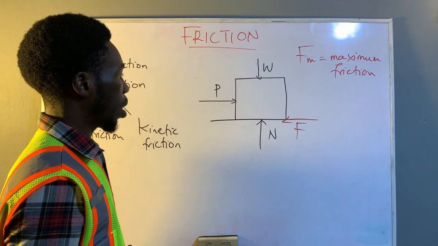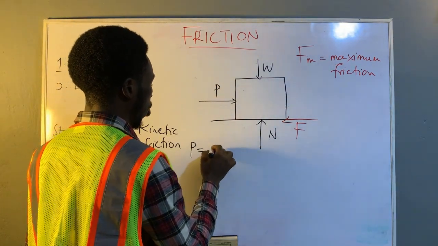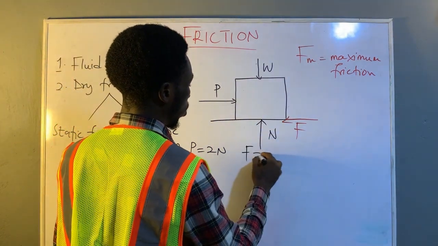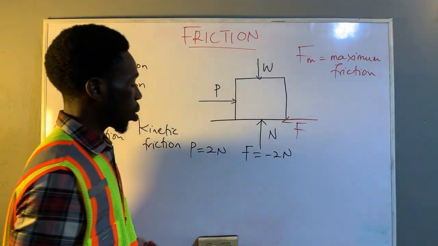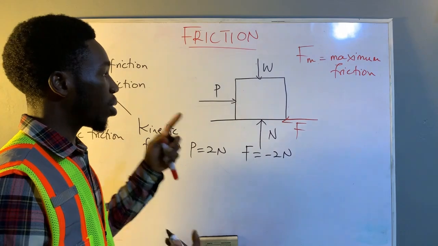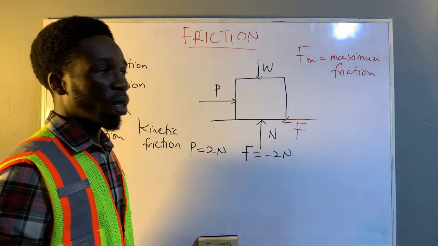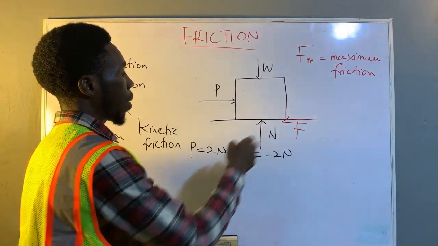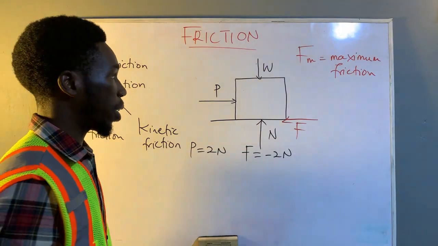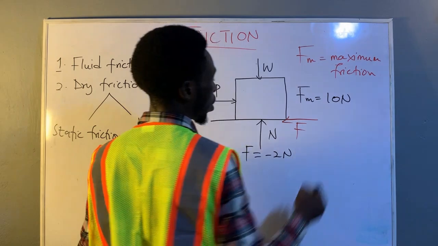Okay, so let me demonstrate that to you. Let's say I apply force P of magnitude 2 newtons. F will also increase with that same amount of force, but in an opposite direction. So you see that F has cancelled that P. Because of that, there was no motion. So still P is not high enough to cause the body to slide, because it is being cancelled out by the friction force. Now that you know about maximum friction, let's say that our maximum friction is equal to 10 newtons in this case.